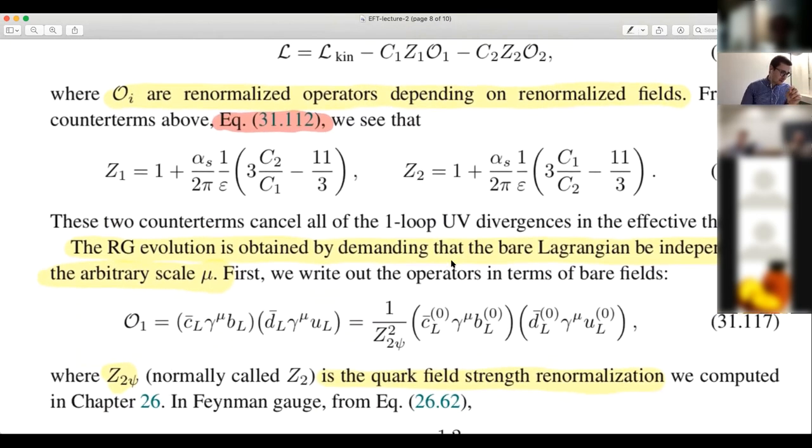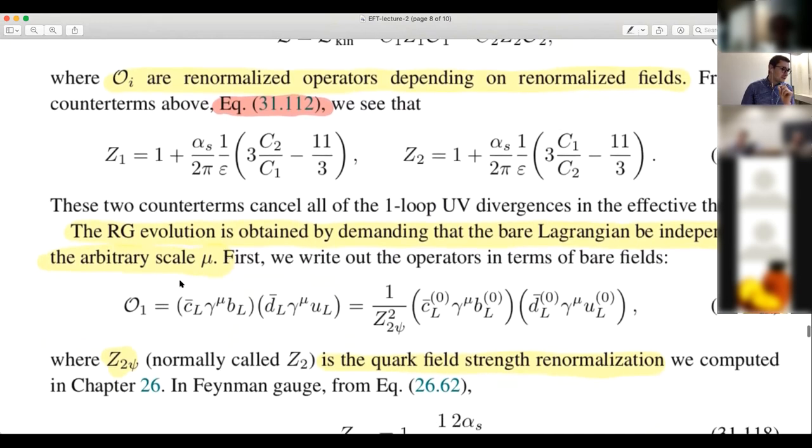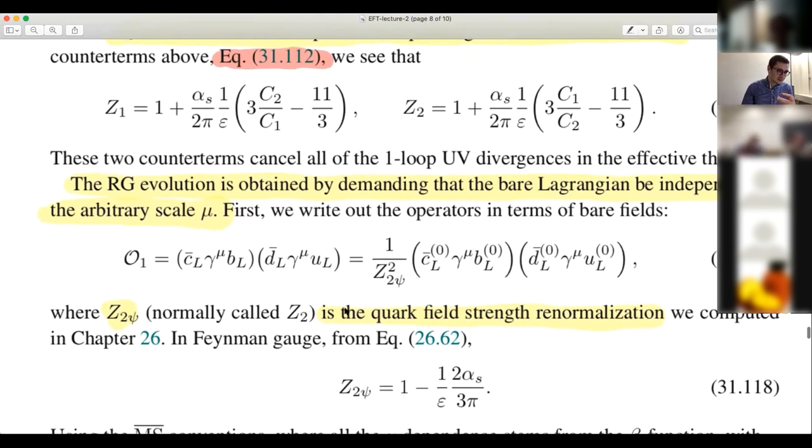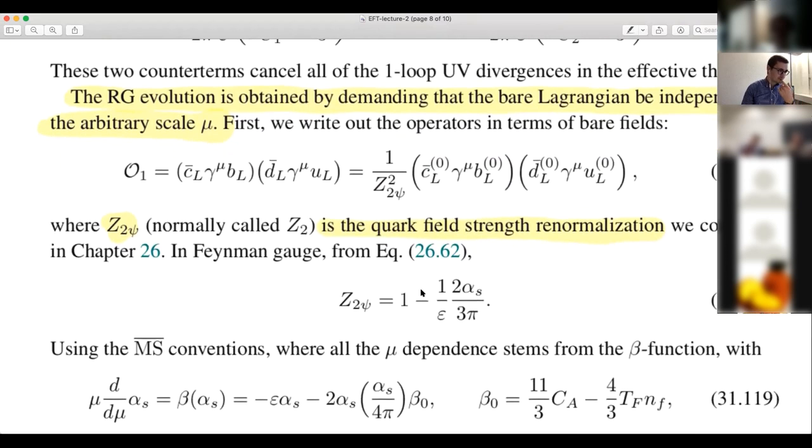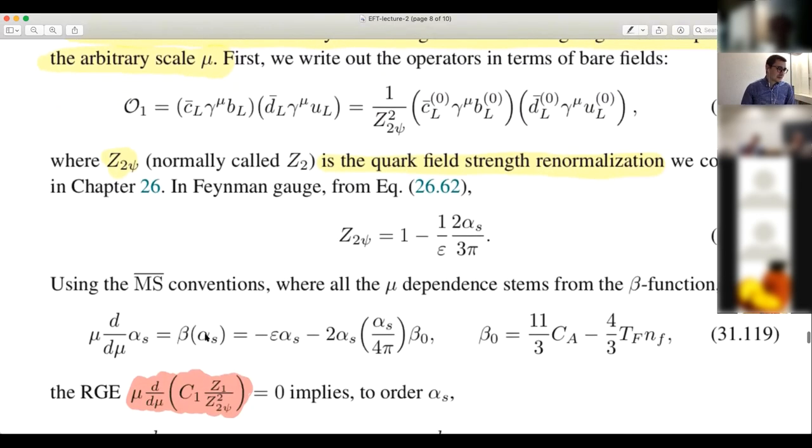Now to get to RGE, to the renormalization group evolution, what do we have to do? So we have to express the renormalized operator in terms of the bare fields. So each of the fields, of the quark fields, gets renormalized under QCD. So these are the Z2, the field strength renormalization. And you remember that it goes as a square root of Z. So there is Z2 to the one half in here, okay? And this is well known in QCD when you calculate in Feynman gauge, for instance, the Z2 field renormalization has this formula. Okay, so there is also the beta function for the alpha strong, which will be important, and which comes.